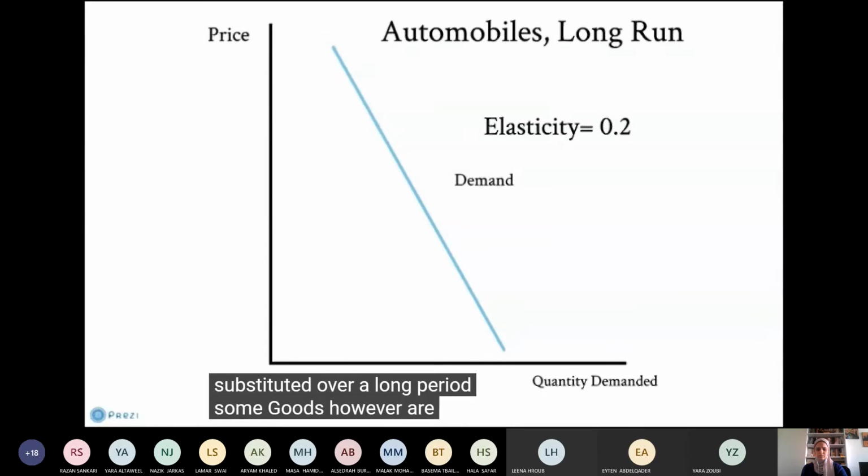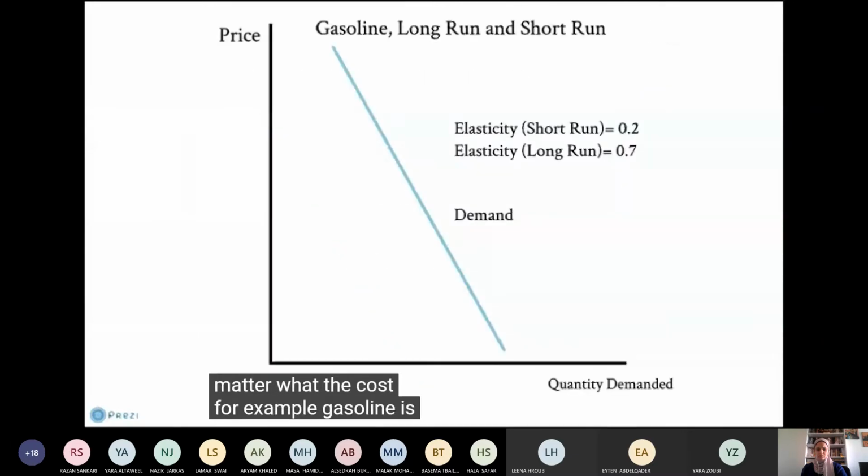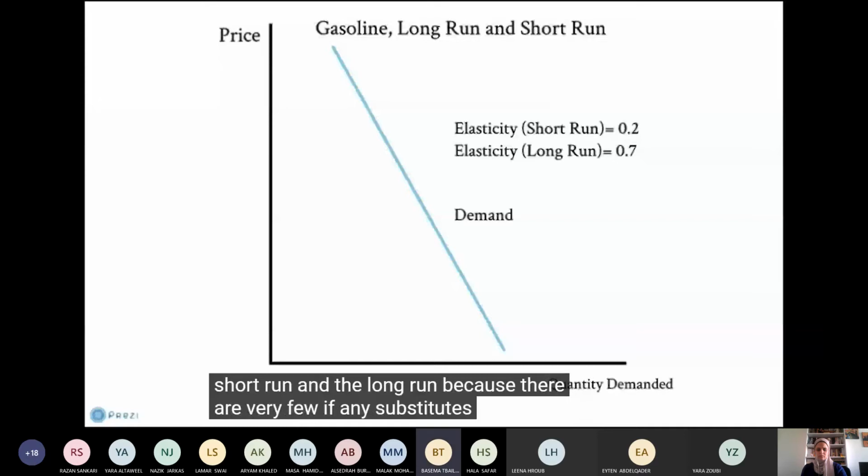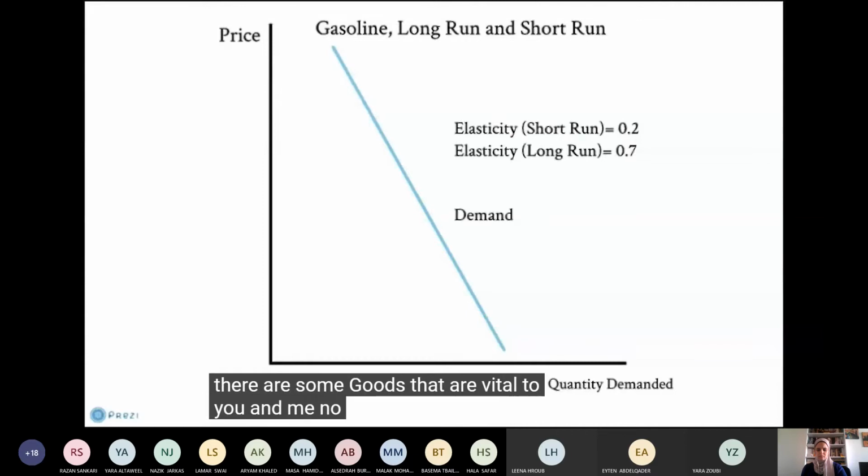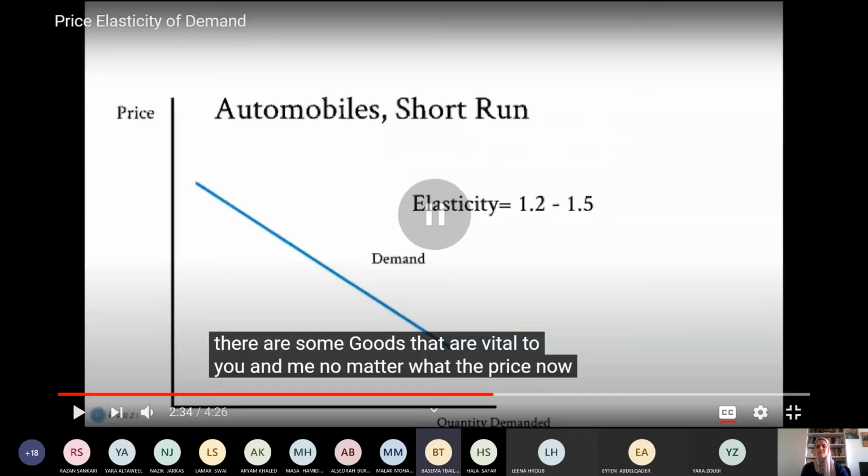Some goods, however, are necessary, no matter what the cost. For example, gasoline is inelastic in the short run and the long run because there are very few, if any, substitutes to gasoline. As a consumer, that means you. They're vital to you and me, no matter what the price. Like medicine, girls, if they increase the price of medicine, we have to buy them. So they earn more and we lose. They earn because we have to buy medicine.